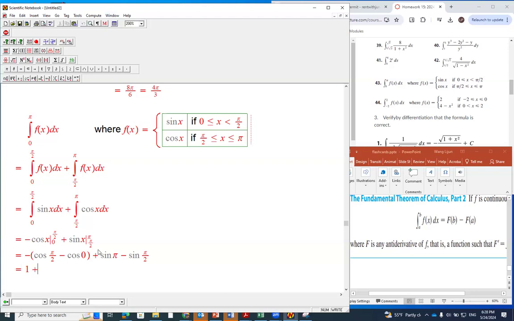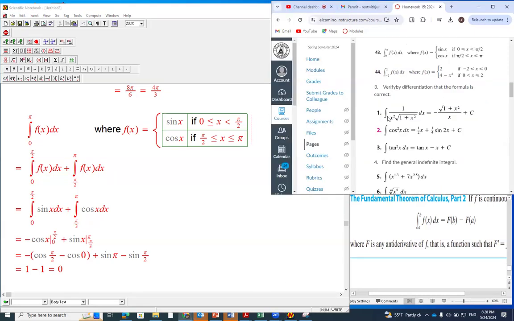Plus sine pi is 0. Sine pi over 2 is 1. So minus 1. Minus 1 is equal to 0. So when we have piecewise functions, when we integrate, that's how we do it. You separate the rules for separate intervals. To verify, you just take a derivative of the right-hand side. If you get the left-hand side, you got it.